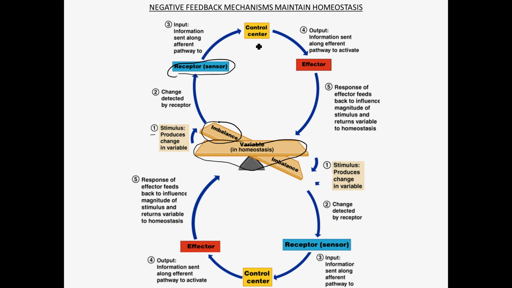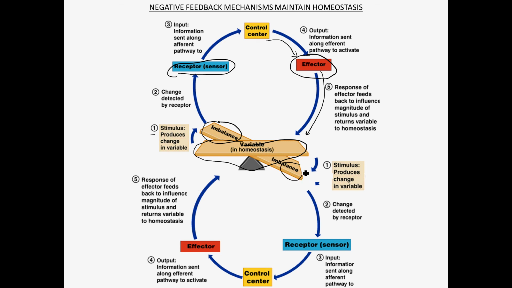The control center, or the nervous system, is alerted. The control center then sends signals out to some sort of effector organ, and this effector organ, like a muscle or a gland, will do something in order to bring that value back down into balance. And then the opposite is also true.